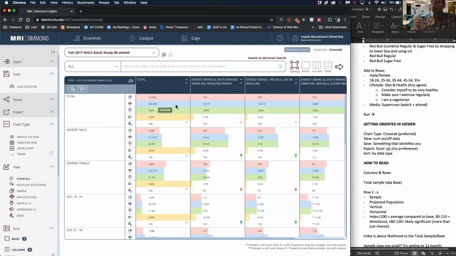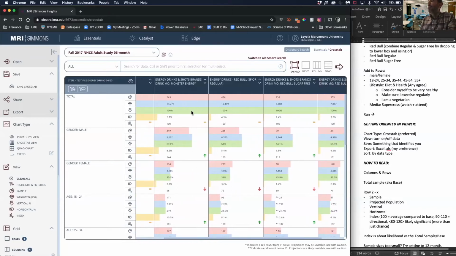That's the US adult population roughly in fall of 2017. This data is all matched back to the US Census to make sure the projections are reliable. Now, if we were to look over one, I'll pause. This 543 person sample represents how many Monster Energy drinkers? If you said 13,777,000, you're correct. There are 10 million Red Bull drinkers, 3.5 million sugar-free drinkers, and so on.